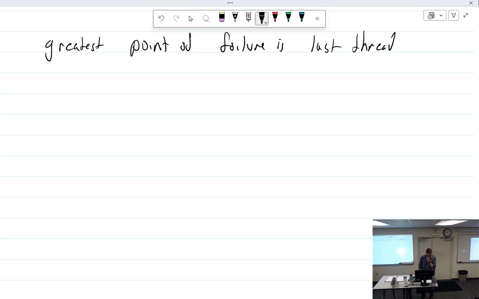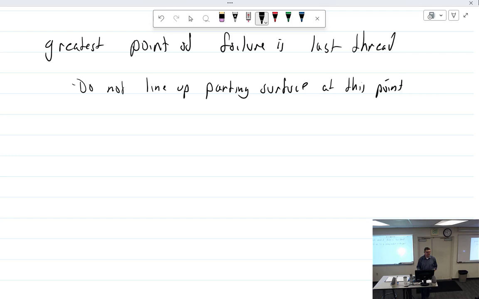The last thread. So do not line up the parting surface at this point, which is to say the joint. Don't line up the joint or the edge of the joint with that surface. Go before it, go after it.